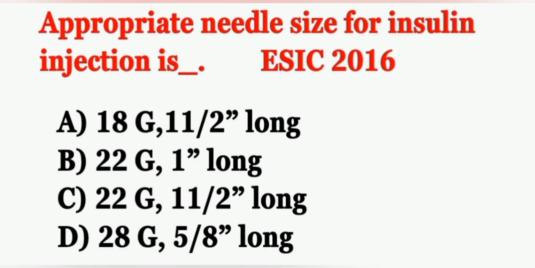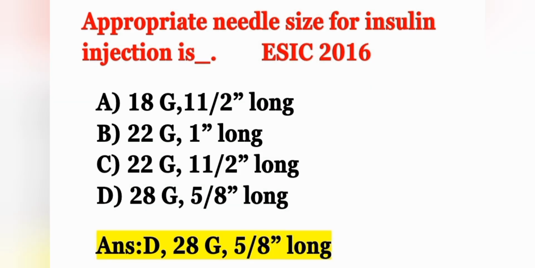The next question, appropriate needle size for insulin injection is. This question is also from the ESIC exam 2016 question paper. The options: first option 18 gauge with 1½ inch long. Option B 22 gauge 1 inch long. Option C 22 gauge 1½ inch long. And option D 28 gauge 5/8 inch long. The correct answer is option D, 28 gauge 5/8 inch long.